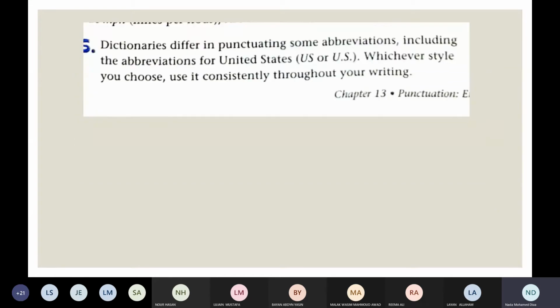The last part in the lesson dictionary is defining punctuating some abbreviations, including the abbreviation for United States and others for British English. Whichever style you choose, use it consistently throughout your writing. If you are following a specific way, keep following it, because in dictionaries you may find a word ends with S and you may find it doesn't. It differs in English, like the accent differs between American and British. So we finished the first lesson.